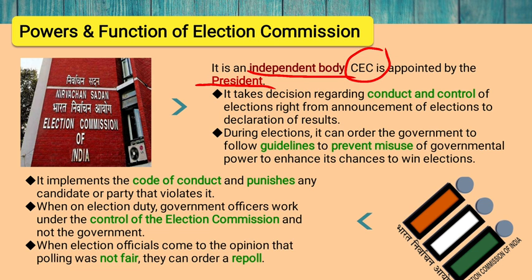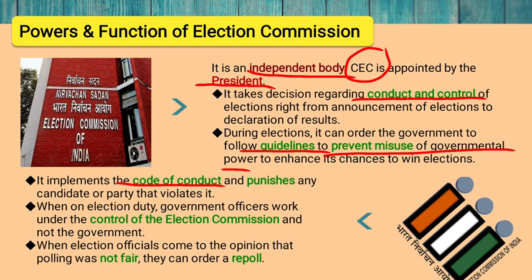The Chief Election Commissioner is the head of the Election Commission and is appointed by the President of India. All the decisions regarding the conduct and control of the elections, starting from the announcement of the election date to the declaration of results, are under the purview of the Election Commission. The Election Commission sets guidelines to prevent the misuse of power by the government authorities to win the elections. They implement the Model Code of Conduct and punish those who violate it.